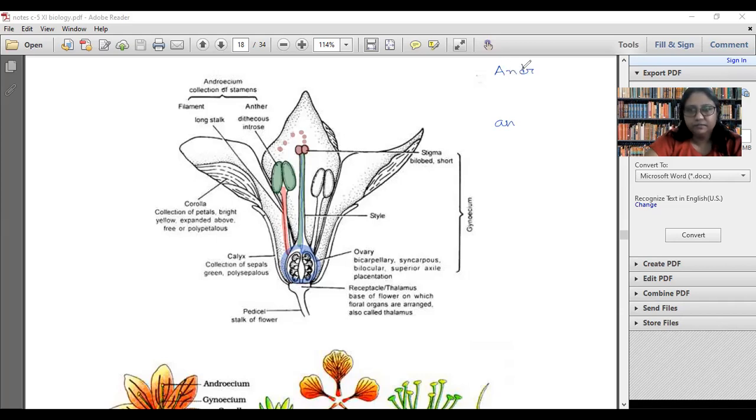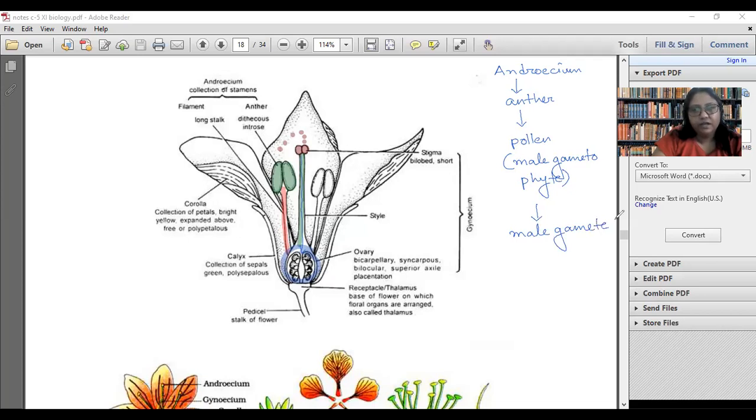First of all, if I am talking about the androecium, it has the anther. Inside the anther there will be pollen, which is the male gametophyte, and inside pollen there is the male gamete.